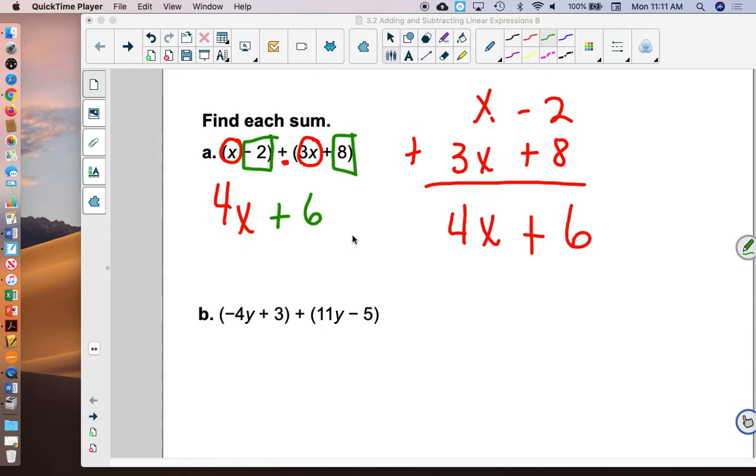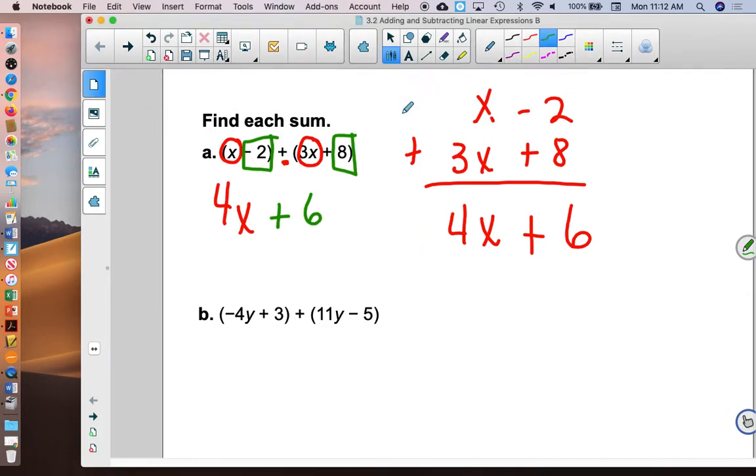Okay, again, back to adding and subtracting linear expressions. How do you want to do B? Do you want to do it up and down? Do you like the up and down? Or do you like the other way?